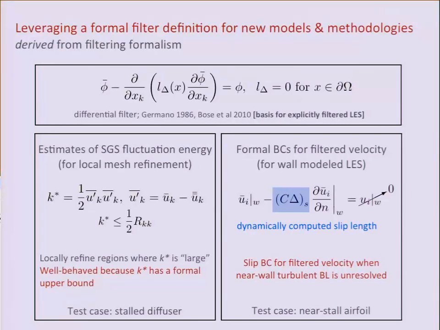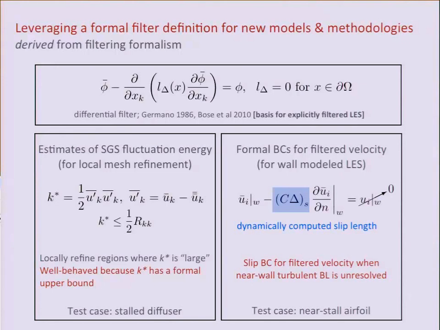So we could start with some specification of a filter, but I'm going to discuss two applications of what we can use this filter definition for. One is to estimate this subgrid-scale fluctuation energy. This is how much energy is contained in scales of motions that we aren't resolving in our simulations. And we'll try to use that to drive local mesh refinement.